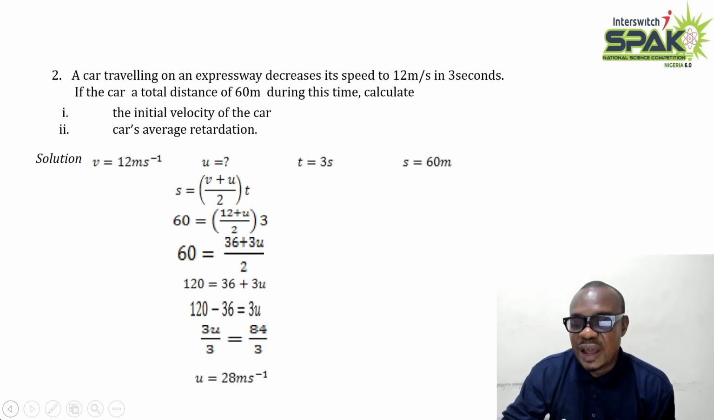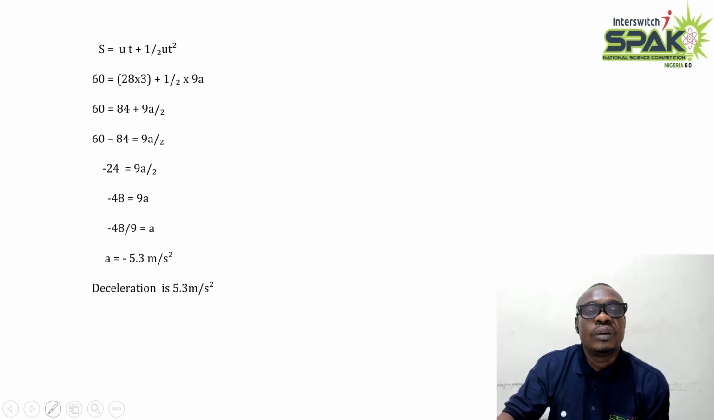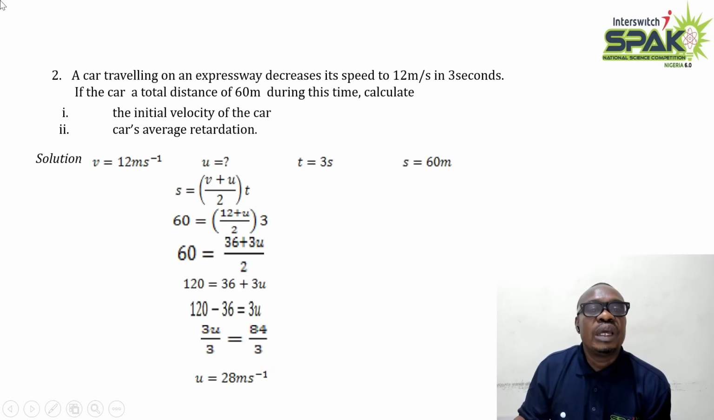So the next one is for the car's average retardation. We are looking for the retardation, which is a. This is meant to be a and not u. s equals ut plus half a t squared. Please take note, this is a, and not u. So let us substitute: 60, initial velocity is 28, t is 3, then I have half, then my a, which is what I'm looking for, and the time is 3. 3 raised to power 2 is 9.